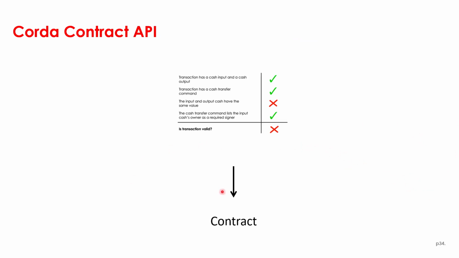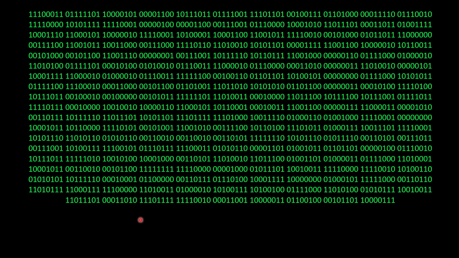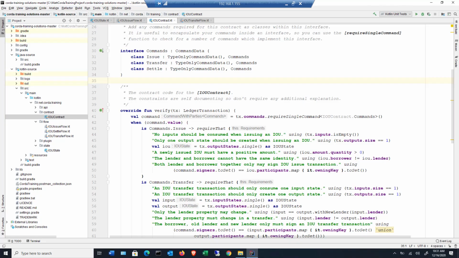So we can see here that the requirements are implemented in the contract type. And I'm going to do a demo. So here we can see we've opened up again our contract class, and here we can see our commands. And it says here that no inputs should be consumed when using an IOU. So we could see here it's just checking for empty. Only one output state should be created. So we see here output states equal to 1.